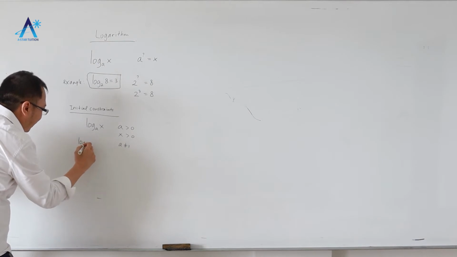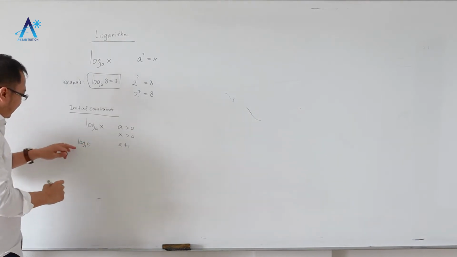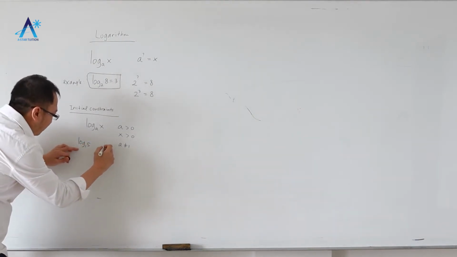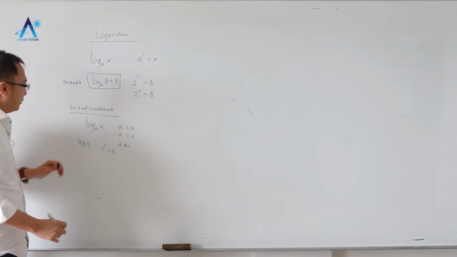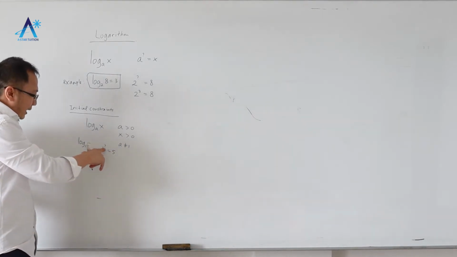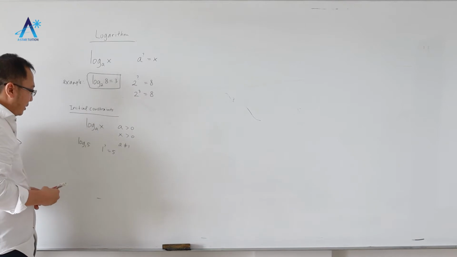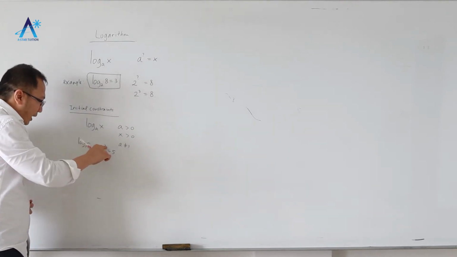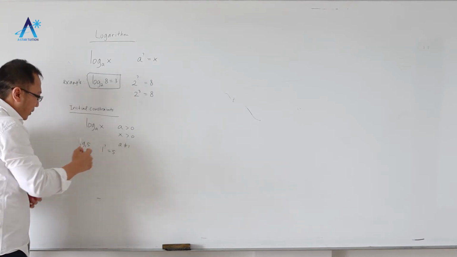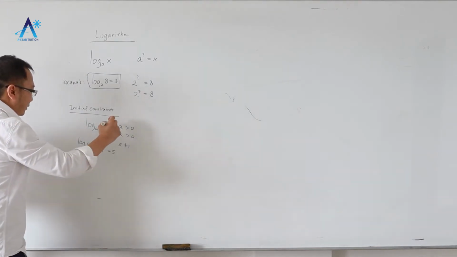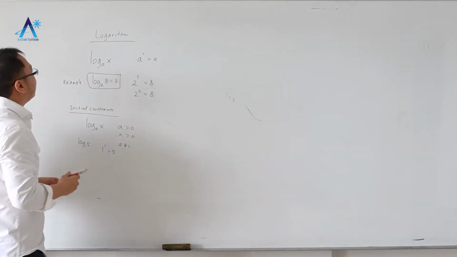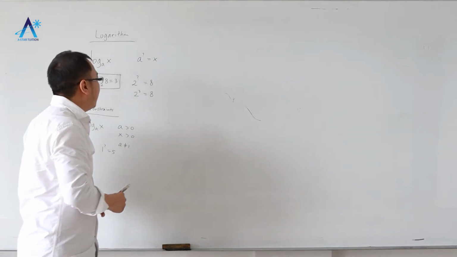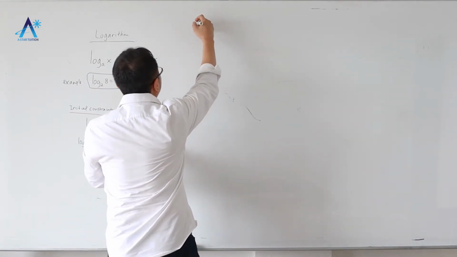We can't have log base 1 of 5. This simply means 1 to the power of something is equal to 5. 1 to the power of any number always equals 1. Therefore, there is no number that could actually fit this equation. So these three are the initial constraints. Let's move on with the rules of logarithm.